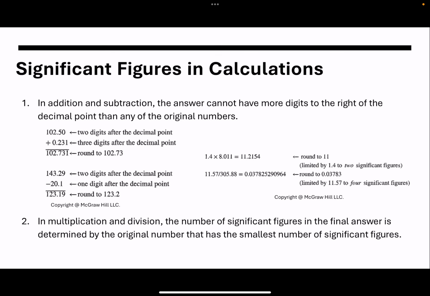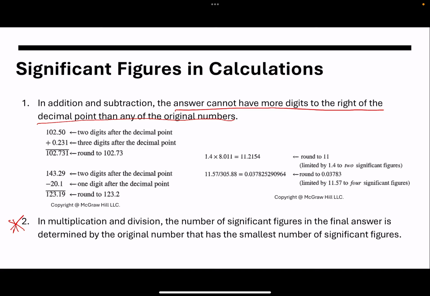All right. There are specific significant figure rules for mathematical problems. Really, the one that we use the most is this one in multiplication and division because that's what we're most often doing in chemistry. But if it's in addition and subtraction, the answer cannot have more digits to the right of the decimal point than any of the original numbers.